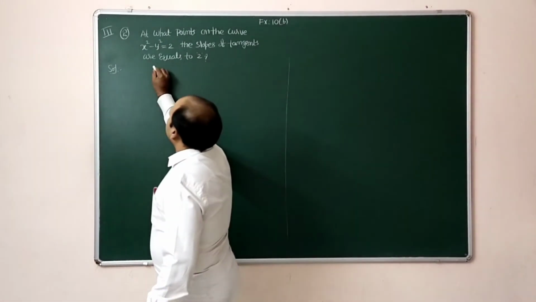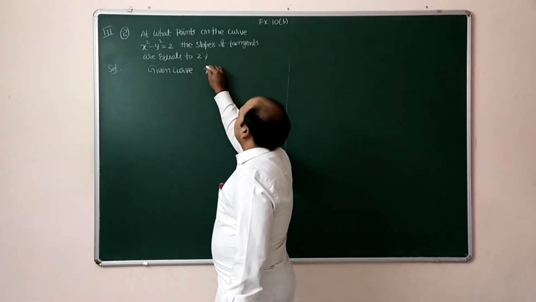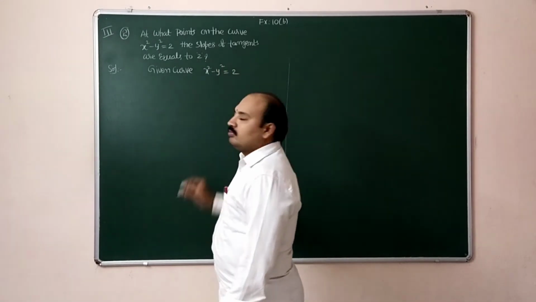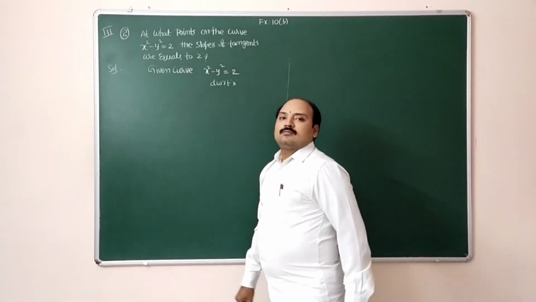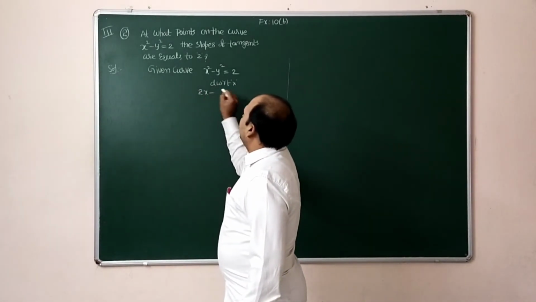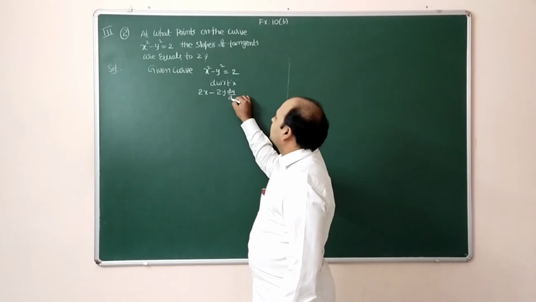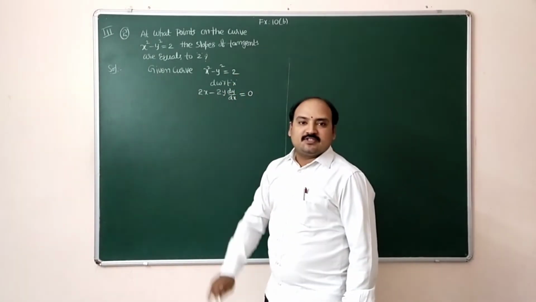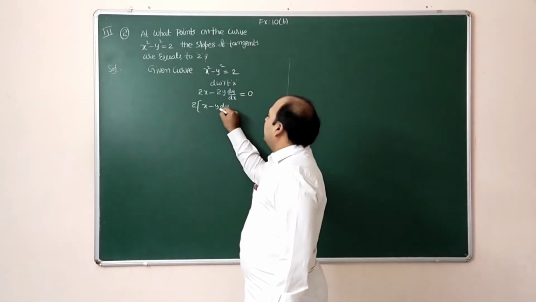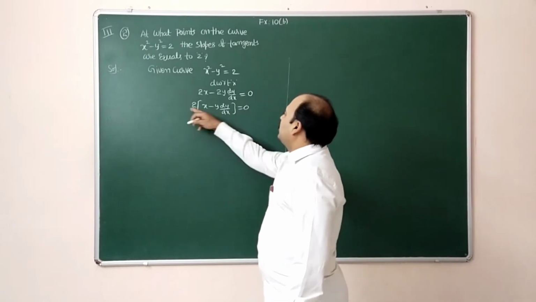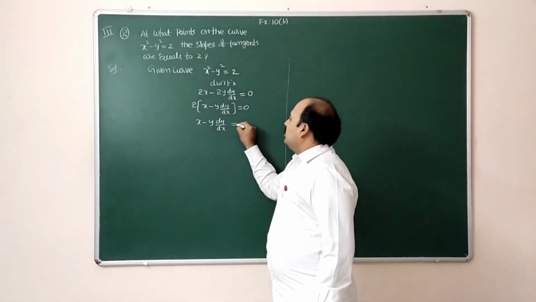So first, the given curve, x square minus y square equal to 2. Differentiate with respect to x. X square derivative is 2x, minus y square derivative is 2y times dy by dx, equal to the derivative of constant 2, which is 0. So 2 take common and we can take the RHS side: 0 by 2 is 0. Therefore x minus y dy by dx is equal to 0.